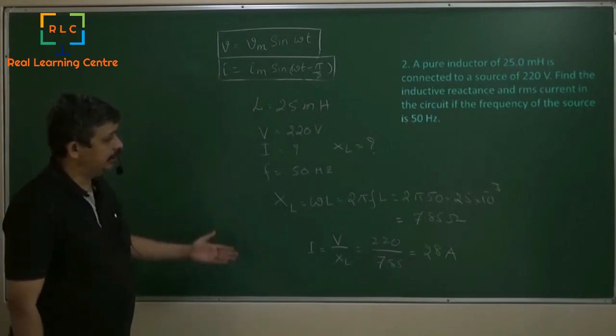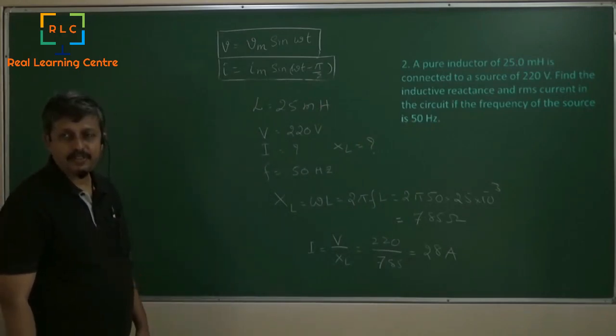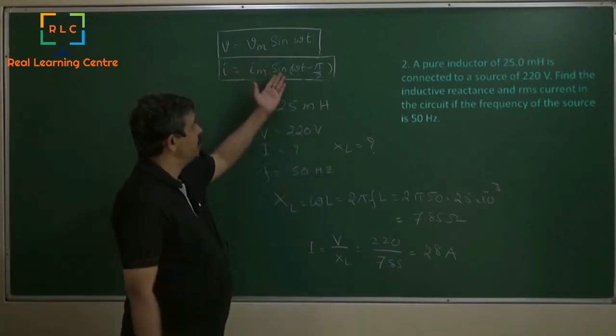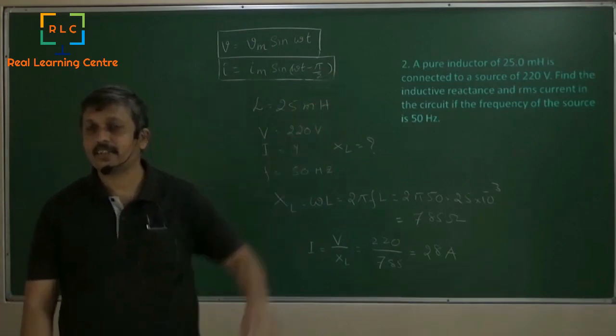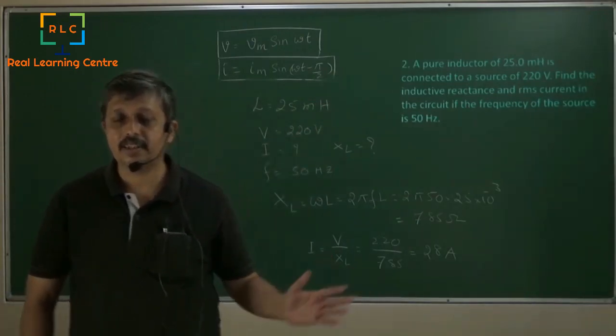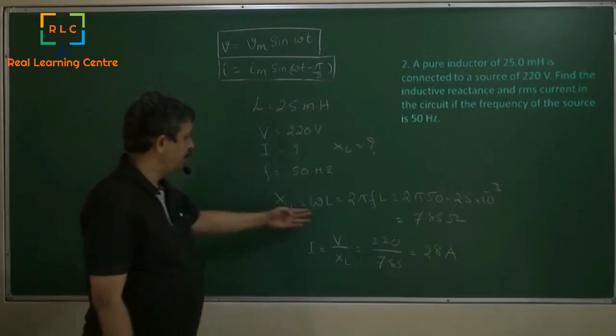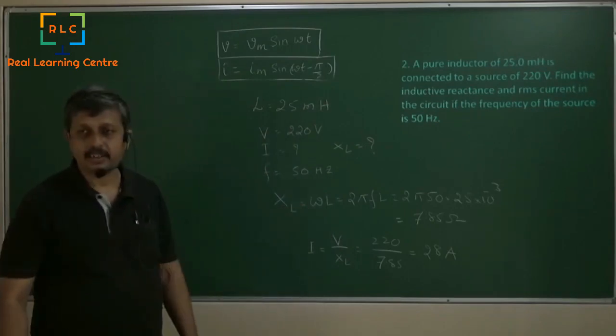So this is how you can simply solve using just the RMS value. We didn't even go into writing down these equations, nothing like that. Very straightforward, pure inductor, and we straight away wrote down omega L is equal to XL and solved for current.